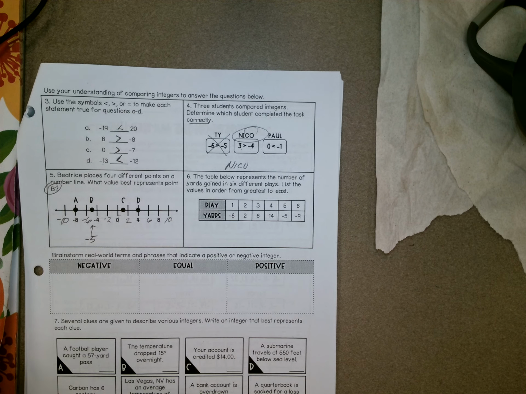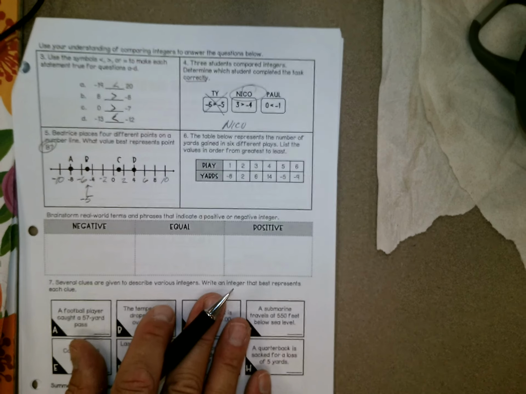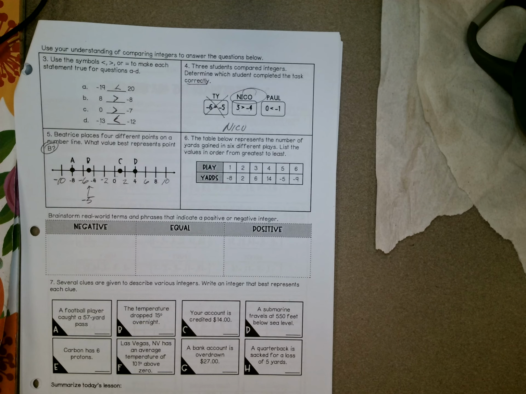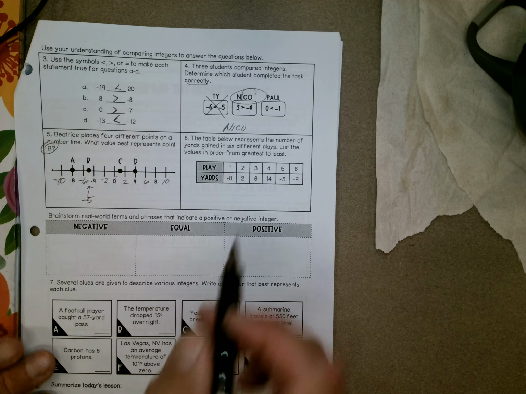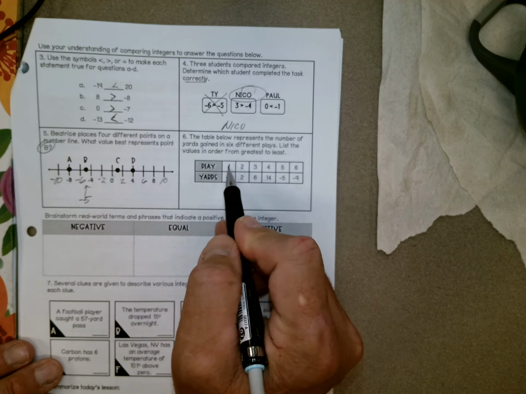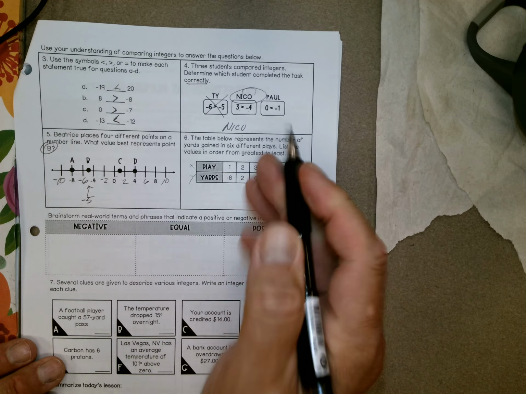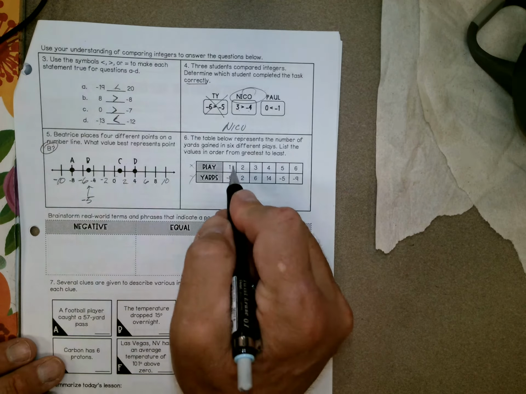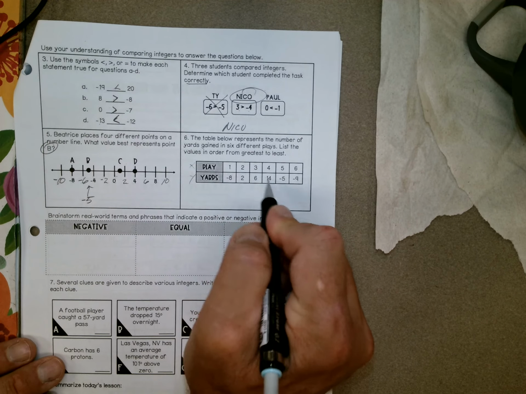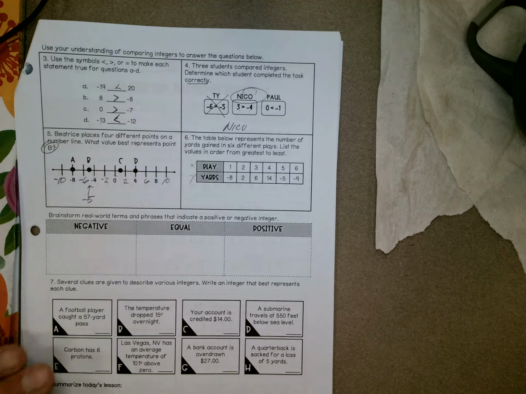Number 6. Nico, the table below represents the number of yards gained in 6 different plays. List the values in order from greatest to least. They use kind of a function table here, right? A function table, this would be X and this would be Y, and that's going to come later. But really when we look at this, there's no corresponding correlation to a rule. So let's go with greatest to least and let's list them.